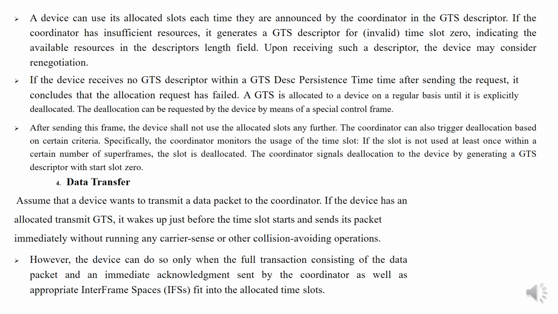Data transfer. Assume that the device wants to transmit a data packet to the coordinator. If the device has an allocated transmit GTS, it wakes up just before the time slots and sends its data immediately without running any carrier sense or other collision avoiding operation. However, the device can do so only when the full transaction consisting of the data packet and an immediate acknowledgement sent by the coordinator, as well as appropriate interframe spaces, fit into the allocated time slot.